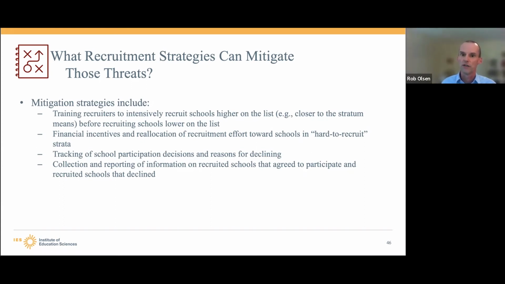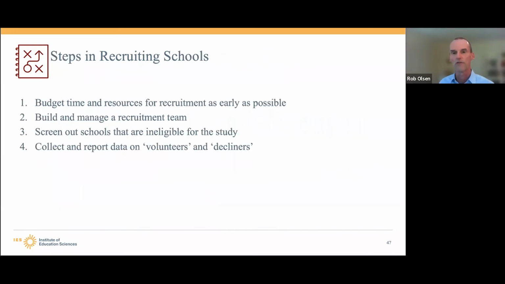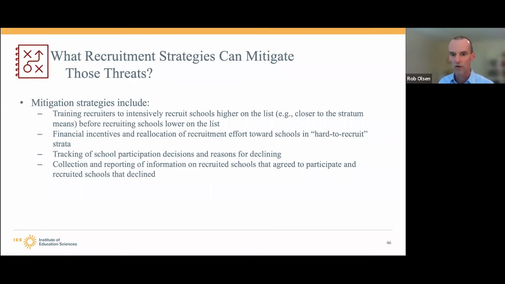the schools that aren't. And then lastly, the guide provides some recommendations on how to collect and report information on both recruited schools that agree to participate and on recruited schools that decline to participate, since those differences can be illuminating for understanding issues of generalizability.